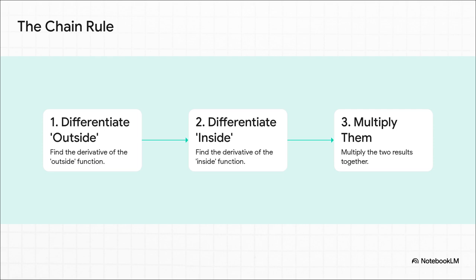And then there's the chain rule. This is your go-to recipe for when you have a function tucked inside another one. The easiest way to think about it is like this. You handle the outside function first, then you handle the inside function, and then you just multiply them together. It's brilliant. It turns one big, complicated problem into two small, easy ones.